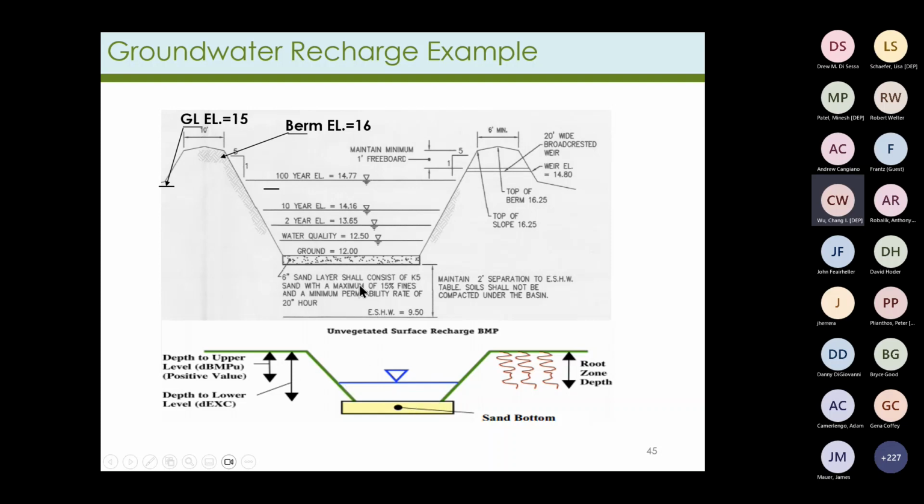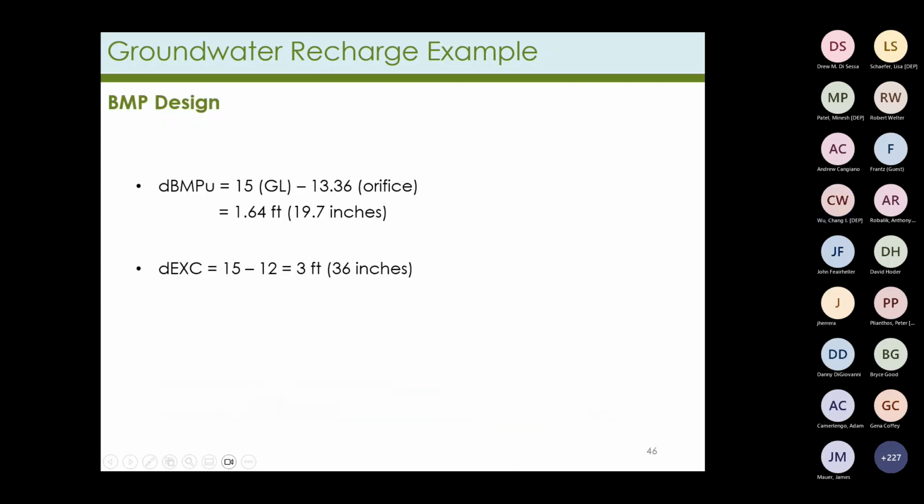And you can see the scenario for this specific BMP would be the unvegetated surface recharge BMP. You can compare this site plan and the scenario, and then you can get the input. So the DBMPU will be from the vegetated ground, which is the ground elevation surrounding the BMP, not the elevation of the berm. It's the vegetated area surrounding the BMP minus the maximum water level. So you will get 1.64 feet. And for the DEXC, it will be the bottom to the surrounding ground, so that you would get 3 feet.